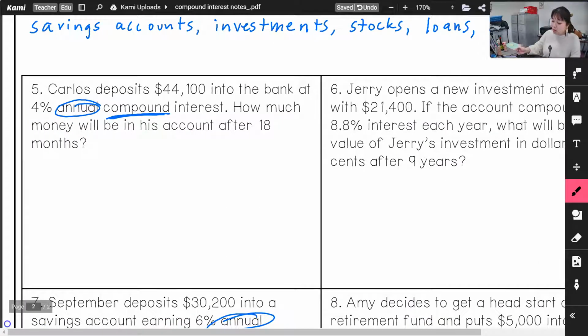Anyway, so how much money will be in his account after 18 months? Okay, what is this question asking us to find? It says, how much money will be in his account? That is the letter A. So that means we can just use our regular compound interest formula and solve for A. When we get our answer, that's just the answer, okay?